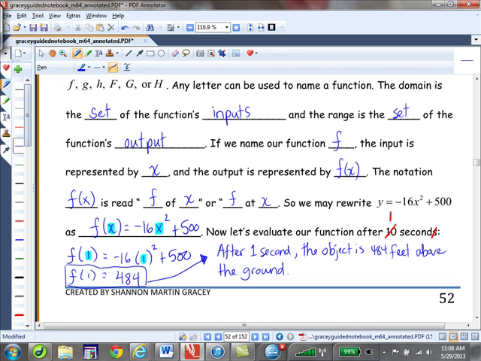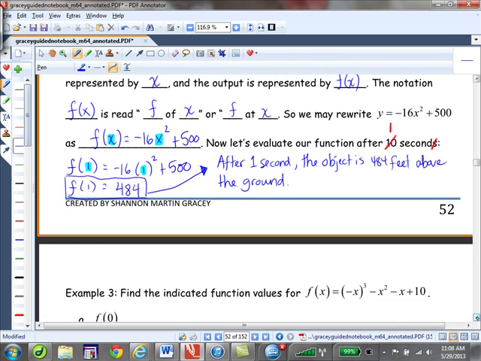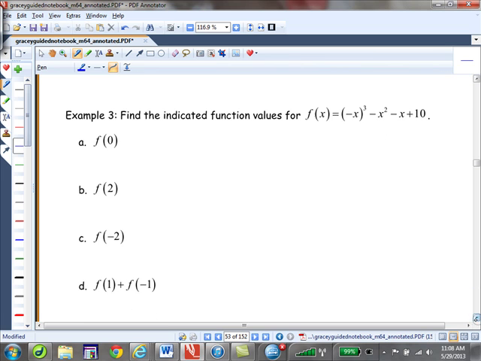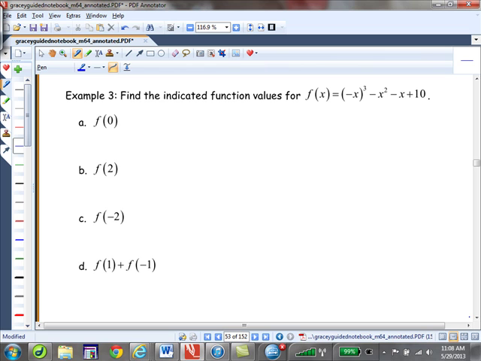All right. So here's a little bit of practice evaluating functions. We've been given a somewhat complicated function, and we're evaluating it at several different values. F at 0 will be negative 0 cubed minus 0 squared minus 0 plus 10. So everywhere that I saw an x, I put in a 0 on this one. When I complete this operation, this is going to be 0 minus 0 minus 0 plus 10. So we get f at 0 equals 10.